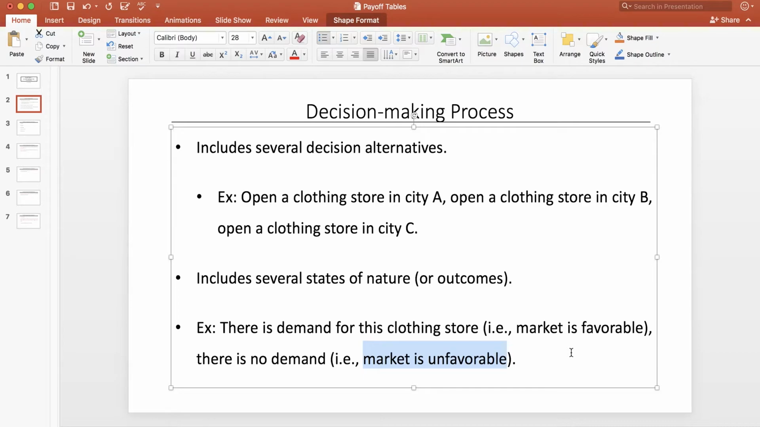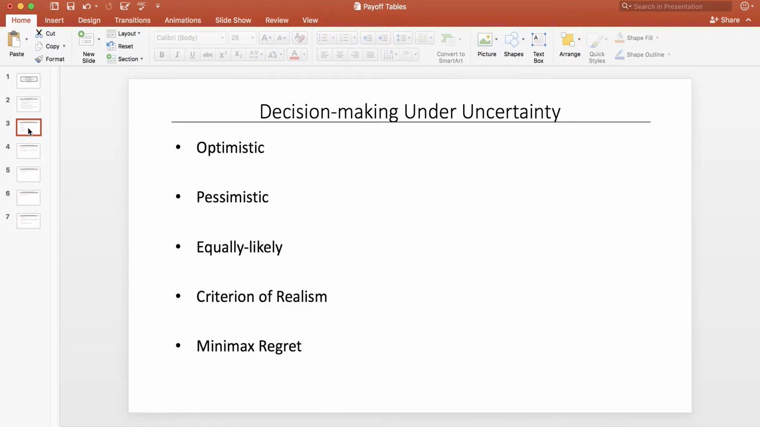There could be different types of outcomes, different types of decision alternatives, but in general, we will focus on some decision alternatives to choose from and some outcomes or states of nature. So by looking at these decision alternatives and states of nature, for each decision alternative and state of nature pair, we are going to calculate or estimate the profit that we could make. So that will represent our payoff.